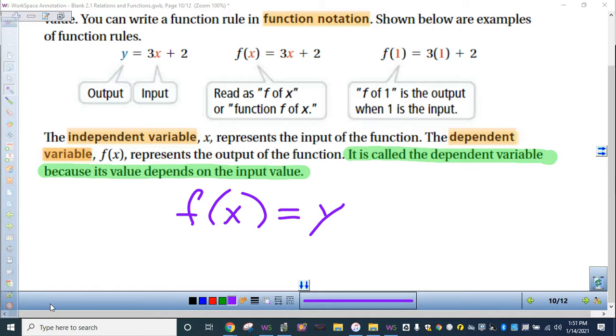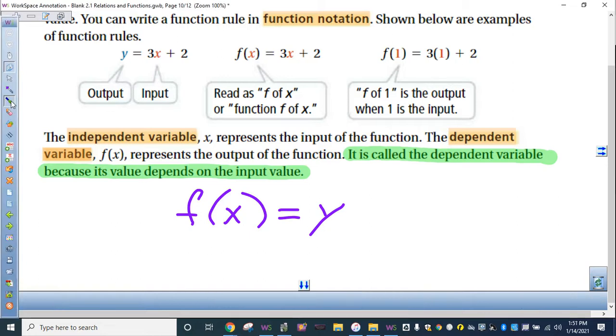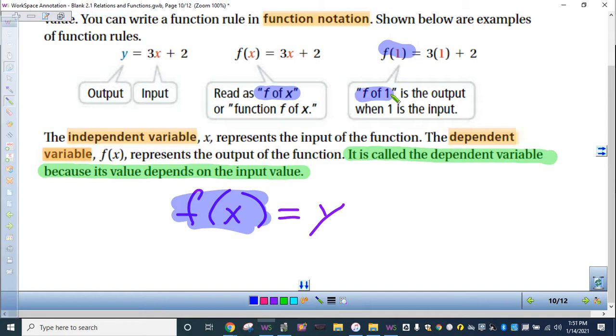So this is read right here as f of x, right? Just like they said right here, f of x. Okay, if we plug in the 1 like they did here, you read it as f of 1. So all that means is, if I plug in a 1 into the equation, what do I get? My input is 1, what's my output? My independent variable is 1, what is my dependent variable? Okay, so that's all they're talking about there.